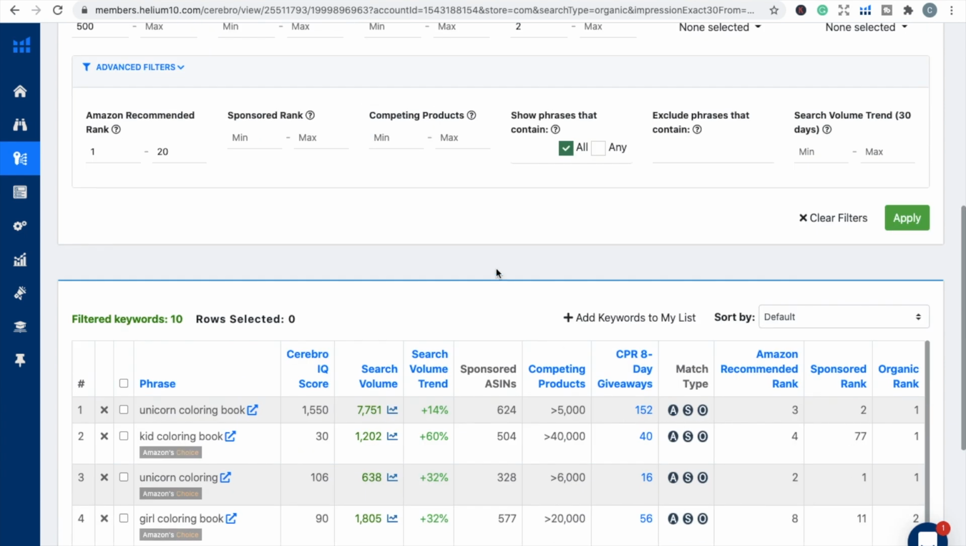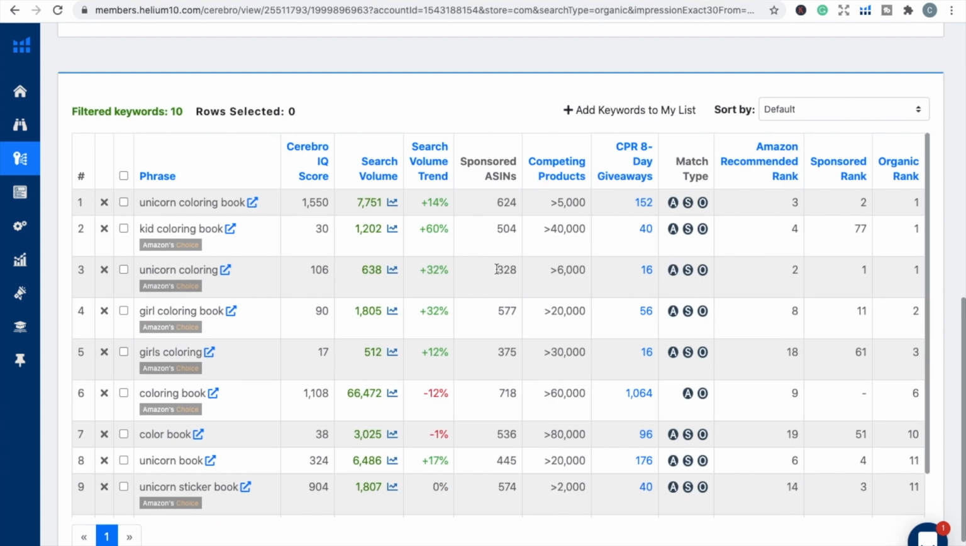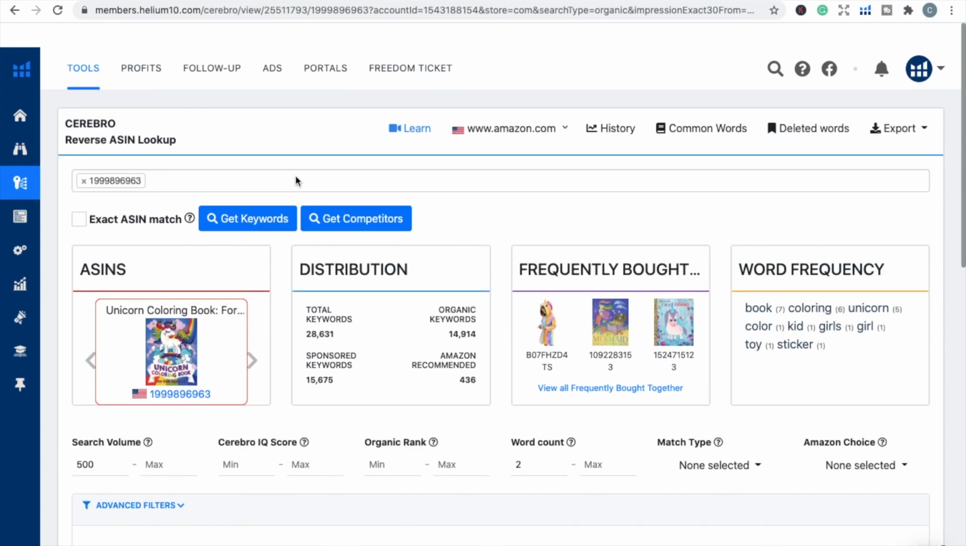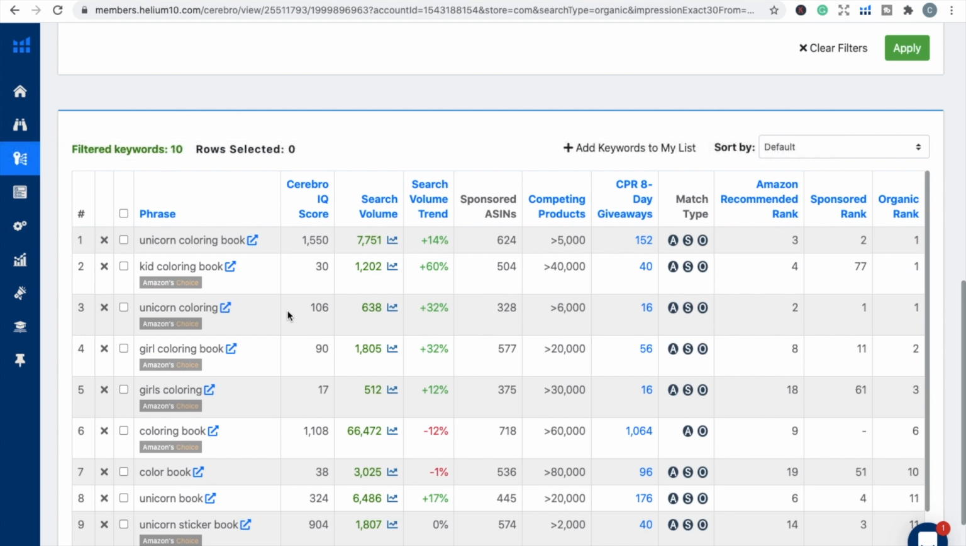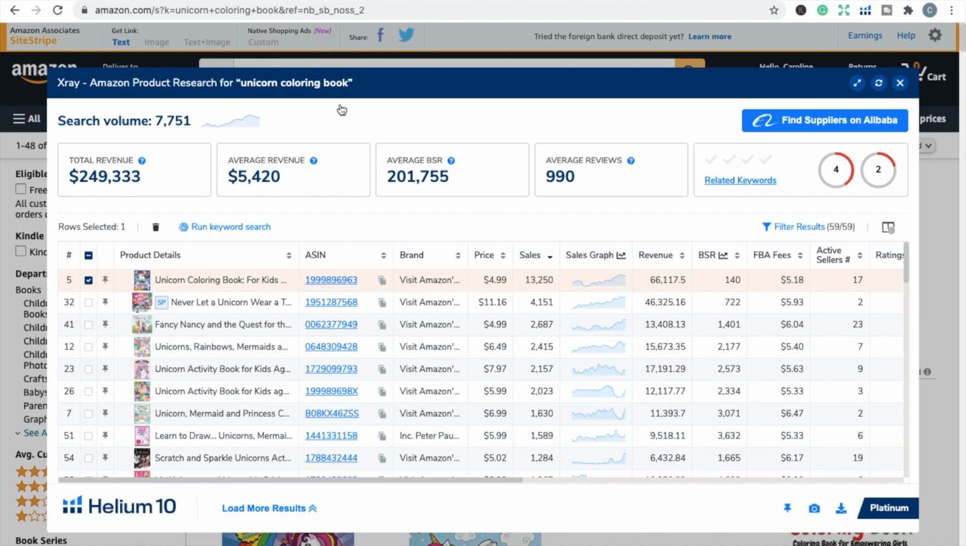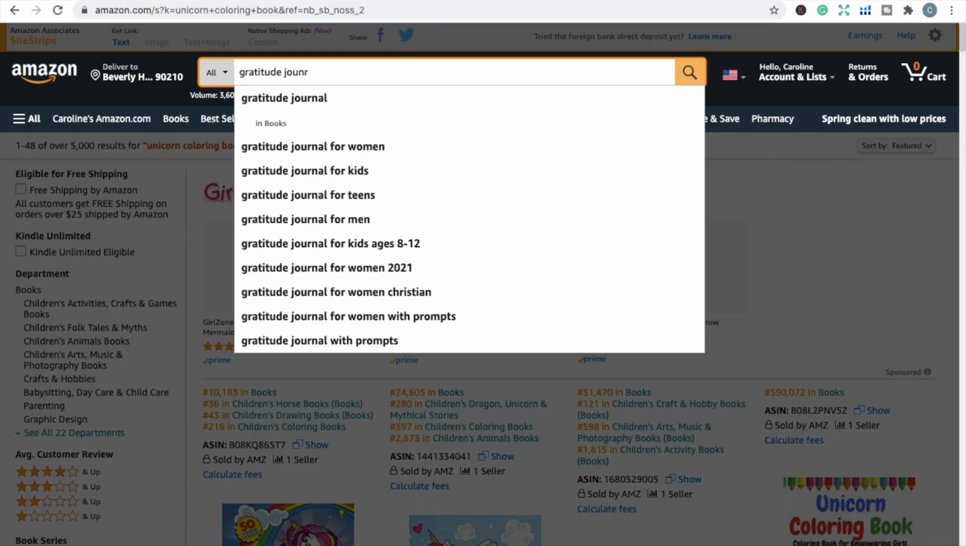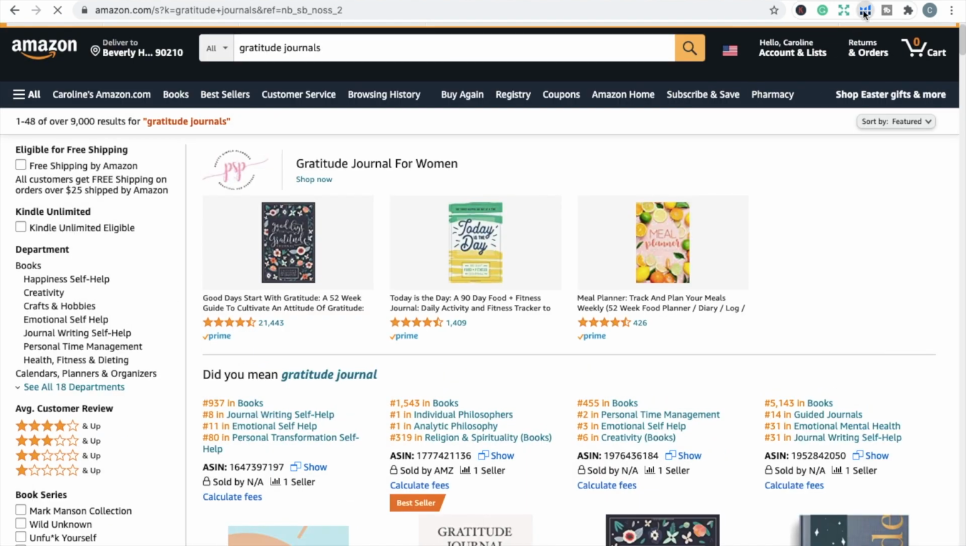So this search or this filter brings up 10 keywords that this particular book ranks for that Amazon agrees are good keywords to use in your listing and in your ads. Now, let's do a different search, something other than coloring books. Let's take a look at gratitude journals. So we basically do the same thing here.